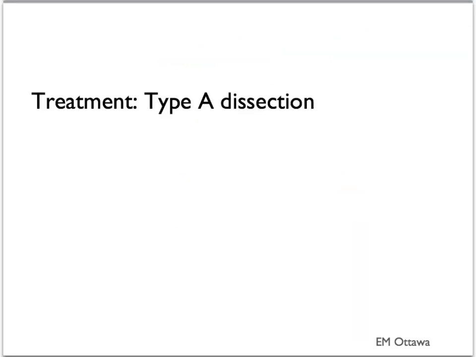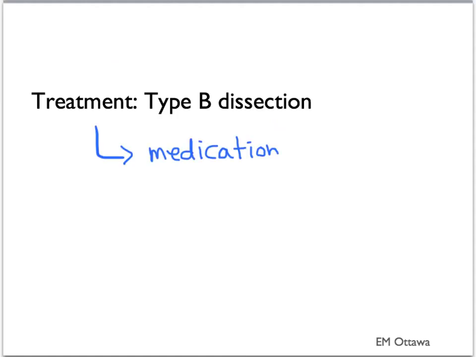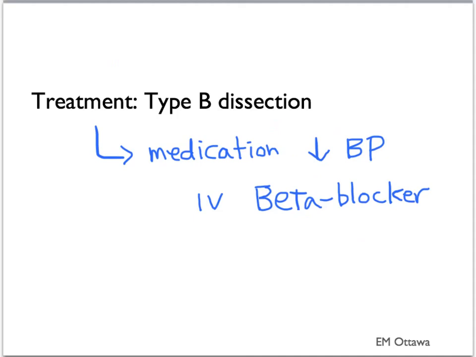Type A dissection is the more worrisome kind, since it can easily go into the pericardium and into the coronary arteries. The treatment is surgical. Type B dissection is treated usually just with medications alone. The medication aims to decrease blood pressure. It usually consists of IV beta blockers. Sometimes the surgeons are involved, depending on the institution.